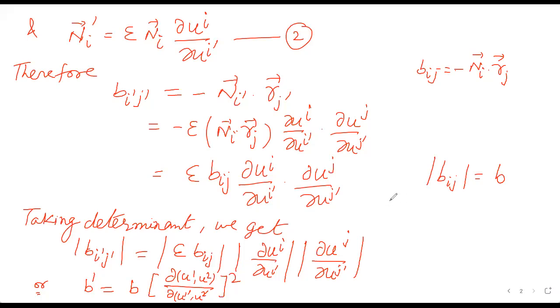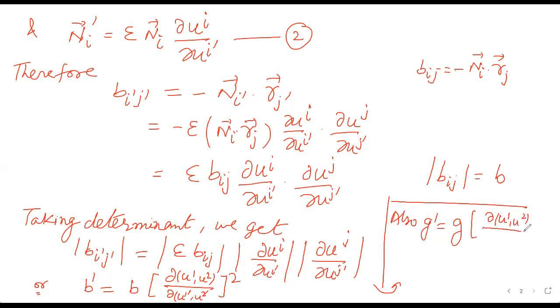Okay. And also G dash will be what? G dash हमने calculate किया था. G dash was coming G times of ∂(u1,u2) upon ∂(u1',u2') इसका स्क्वायर. ये G आया था आपका when we calculated your change of coordinates, है ना, वहां पर G dash निकाला था. This is your G dash.